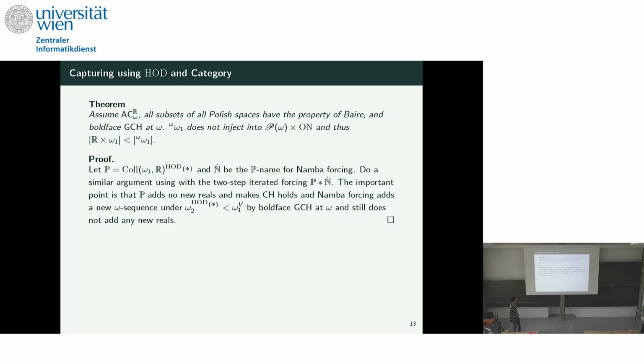And we can also use this idea to get another proof of that. So under these assumptions, omega 1 to the omega does not inject into the power set of omega cross the ordinals, and hence R cross omega 1 is strictly less than omega 1 to the omega. It's basically the same argument, but the fourth thing you want to use is, first force with the collapse of omega 1 to R, so its only purpose is to get you CH. Then force with Namba forcing over that extension. But the entire point is that this two-step iteration adds no new real, but it adds a new omega sequence cofinal through omega 2.